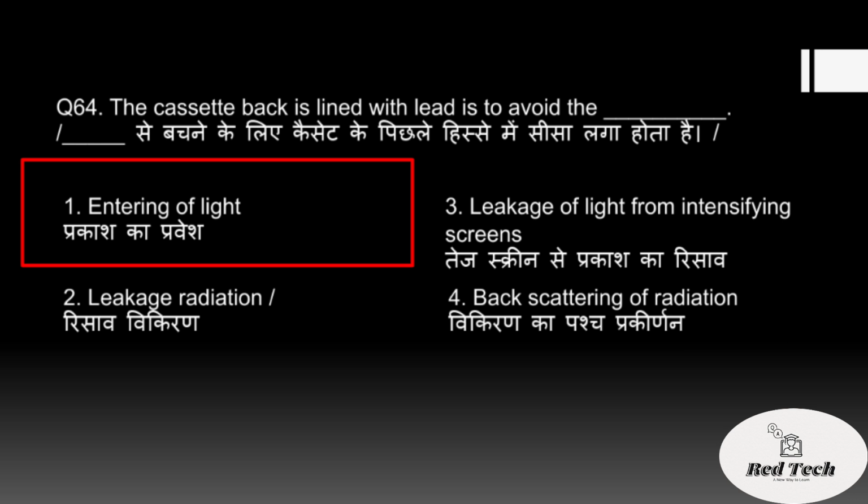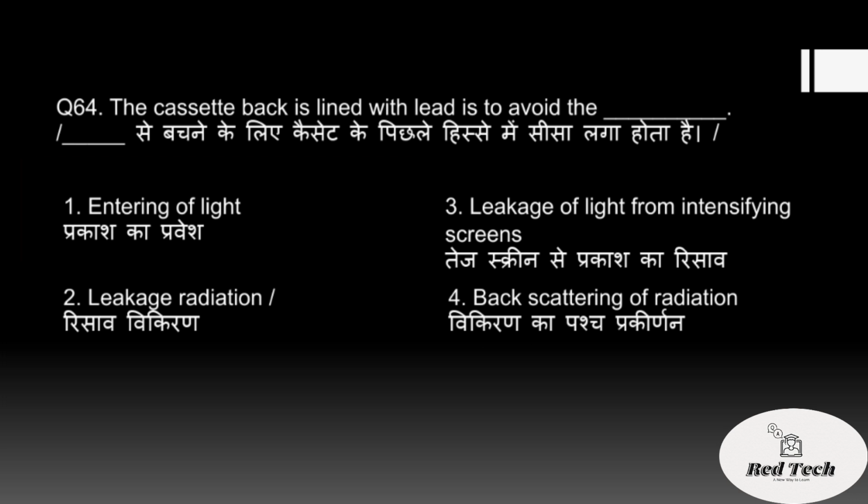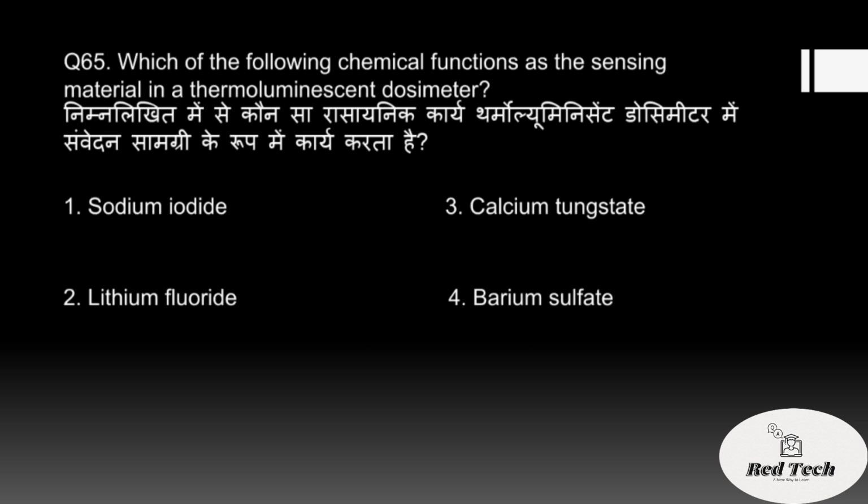Question number 64. The cassette back is lined with lead to avoid the what? So the cassette is lined with lead to avoid which of the following options? Option 1 is entering of light, option 2 is leakage radiation, option 3 is leakage of light from the intensifying screen, and option 4 is backscattering of radiation. The cassette is lined with lead to avoid backscattering. So the right answer is option number 4, which is backscattering of radiation.